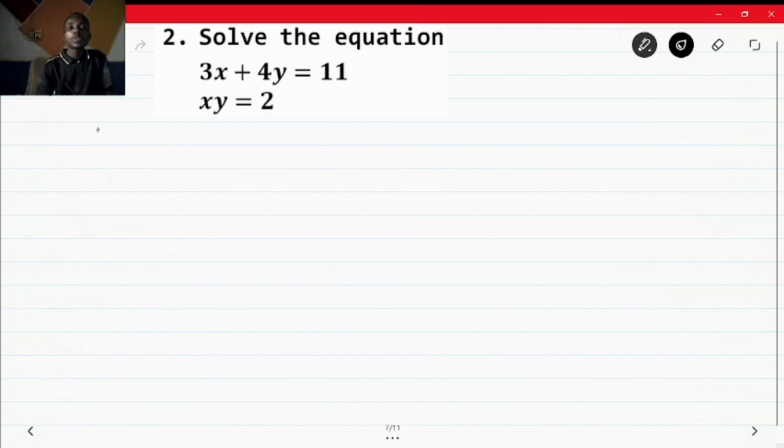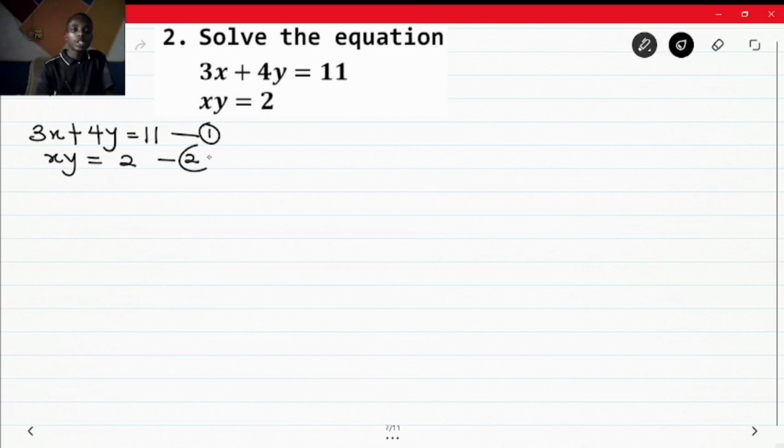So I will be solving another problem, and here we have 3x plus 4y equals 11 and xy equals 2. This is a linear equation. This is also a linear equation, but I will see how we go on with this. So as usual, I will write my equation 3x plus 4y equals 11. I label it equation 1. Then xy equals 2.